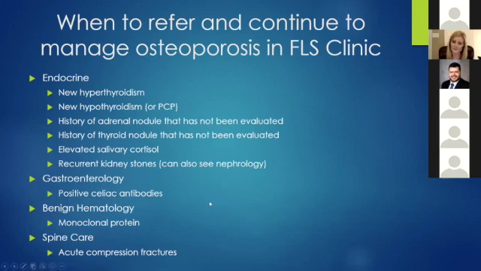And then if somebody has positive celiac antibodies, we'll send to gastroenterology. The patient will go to benign hematology if they have a monoclonal protein, and we'll wait until we hear back from benign hematology to initiate treatment. And if on the lateral spine films we find an acute compression fracture, then we'll send the patient to spine care to be seen.